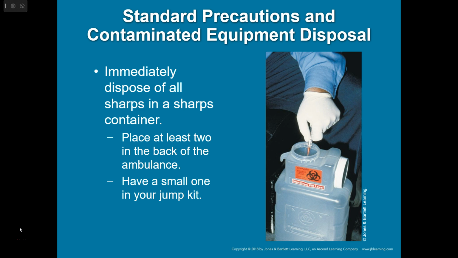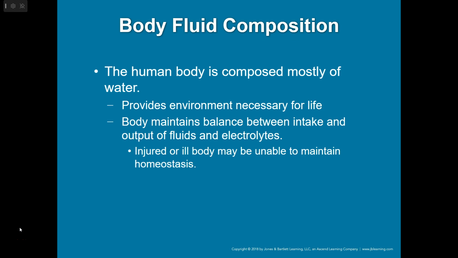Have at least 2 needle disposal buckets in the back of your ambulance. Have one on each side of the patient. That way you can easily get to them, and you're less tempted to just lay it down and pick it up later if you've got one just within arm's reach at all times whenever you're in the back of the ambulance. You also have one in your jump kit, and that way if you're in the house and having to start an IV, you're good to go there.